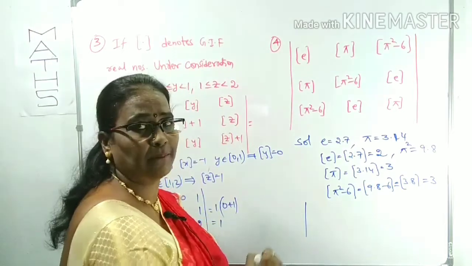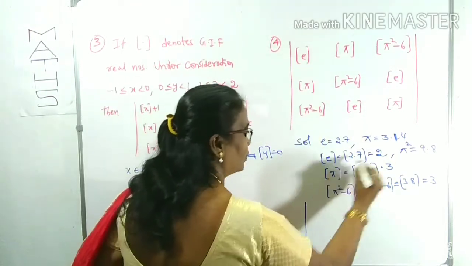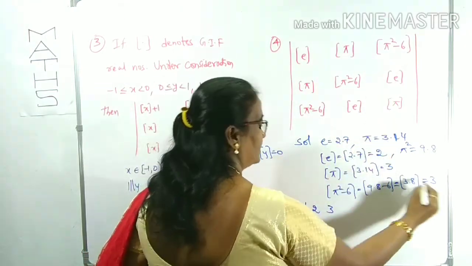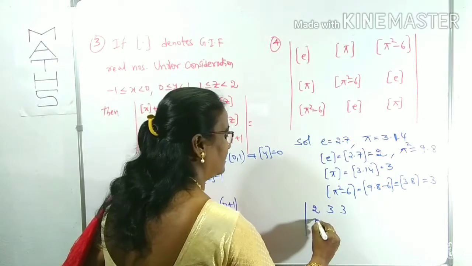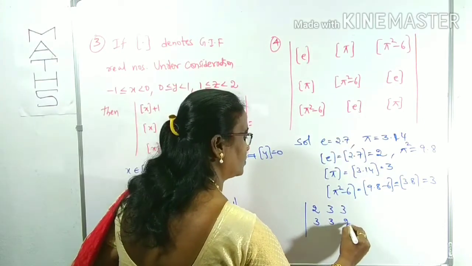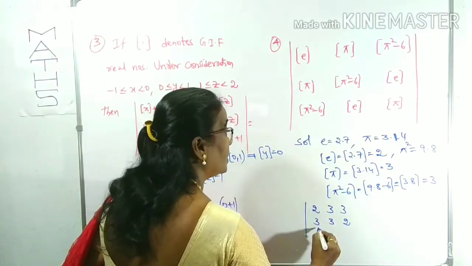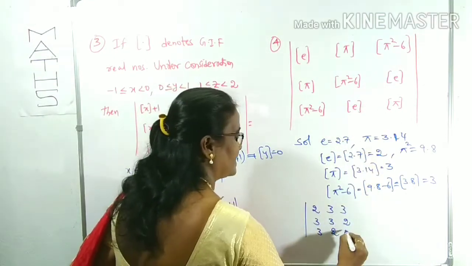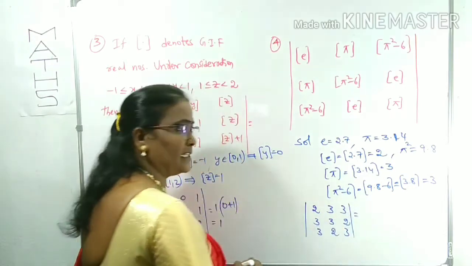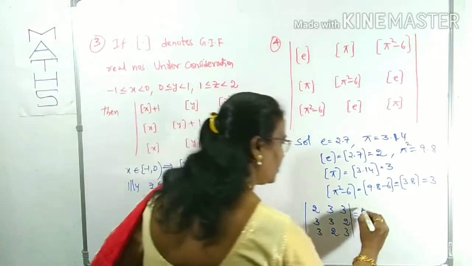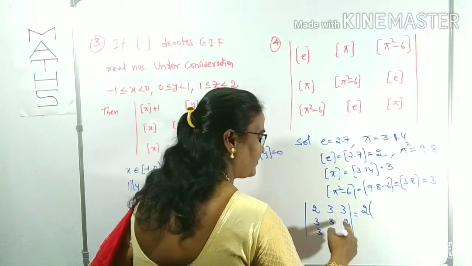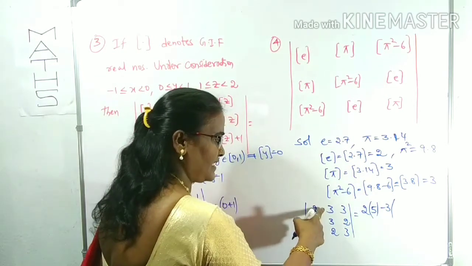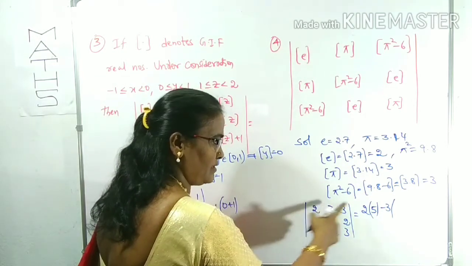What is the first element? Step of e is 2, right? Second element, step of pi is 3. Third is 3, right? Here 3. This is also 3. This is 2. Here 3, right? 3. Step of e is 2. Step of pi is 3. By this expansion, what can you get? 2 into 9 minus 4 is 5, minus 3 into this one, you can close it with the sign changing, minus 3. 3 becomes minus 3.